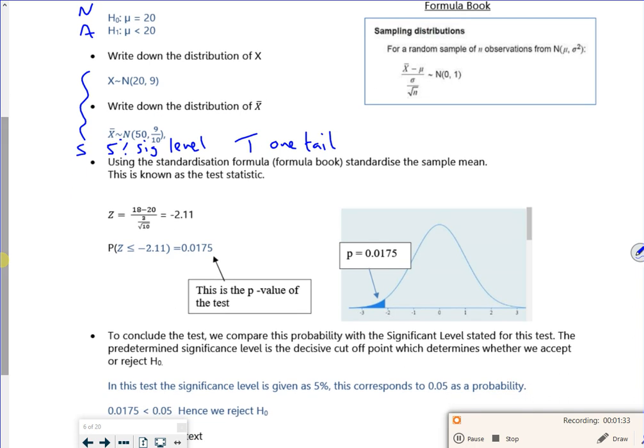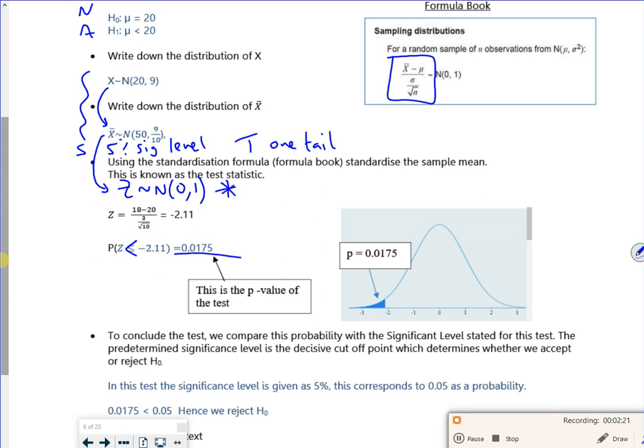Right, now then, what I do is I change it into the Z. So I've moved from the X to the X bar, but now I'm going to move into the Z distribution. So we've done the Z distribution for normalizing. And this goes back to the olden days, before your calculator could work it out. You had to change all your probabilities and standardize it onto this specific distribution. And we use a formula which is in the formula booklet, which is Z equals X bar minus mu over sigma over root 10. Now that gives us a Z value of minus 2.011. Then, we would then work out the probability that Z is less than minus 2.11 using this distribution.